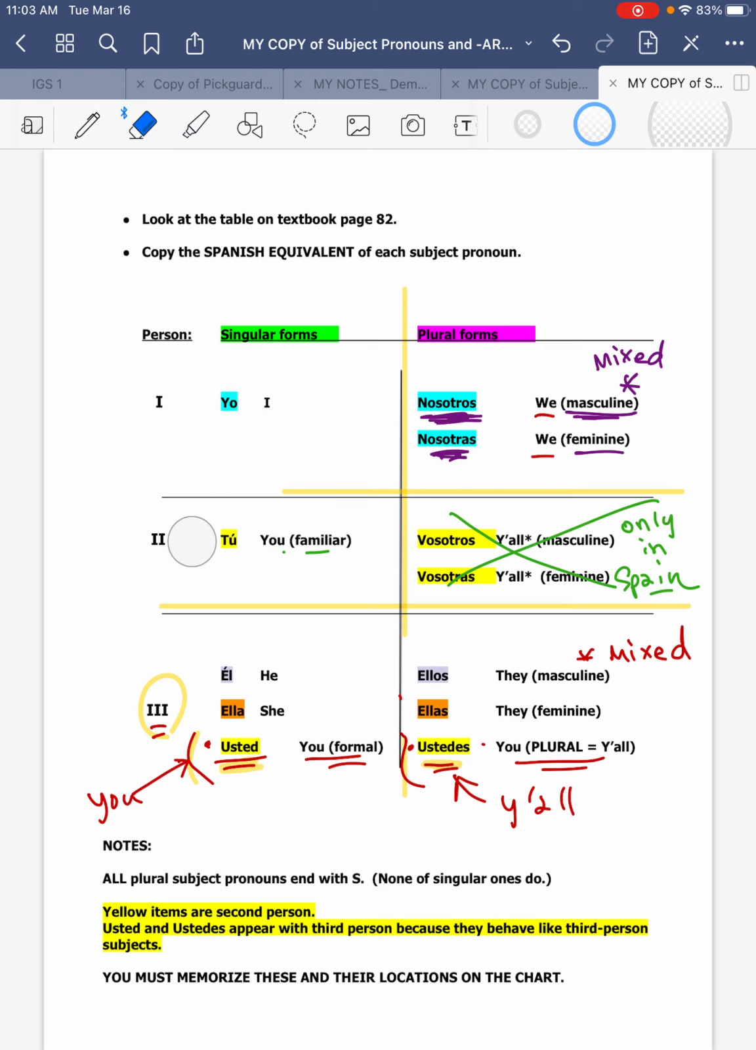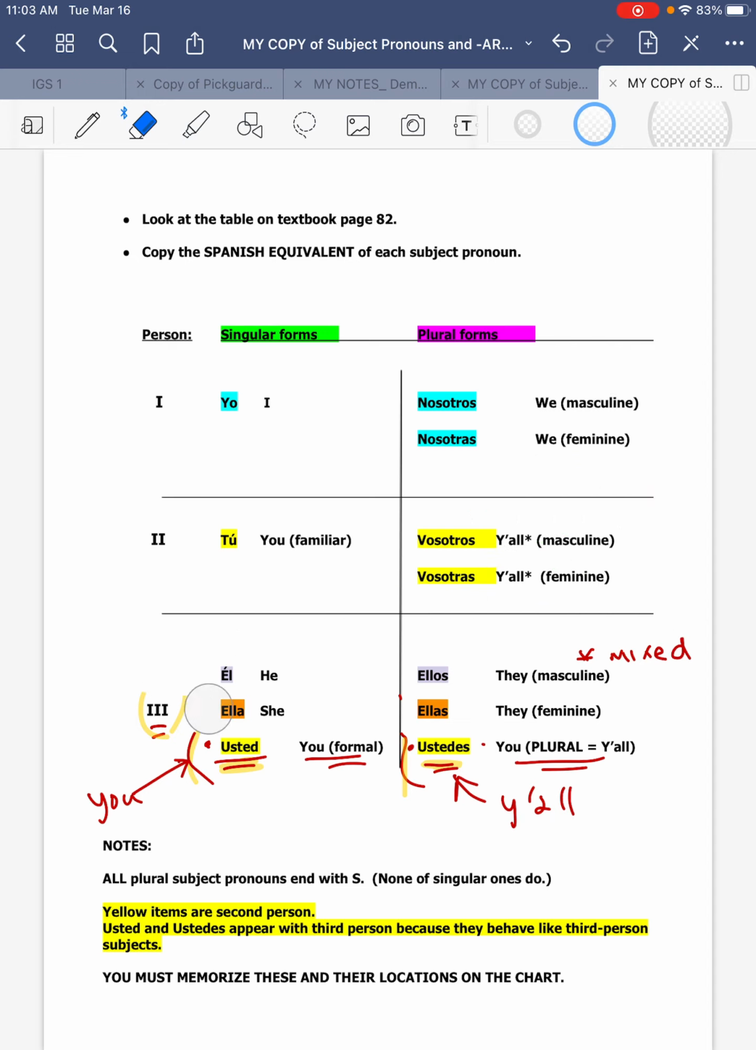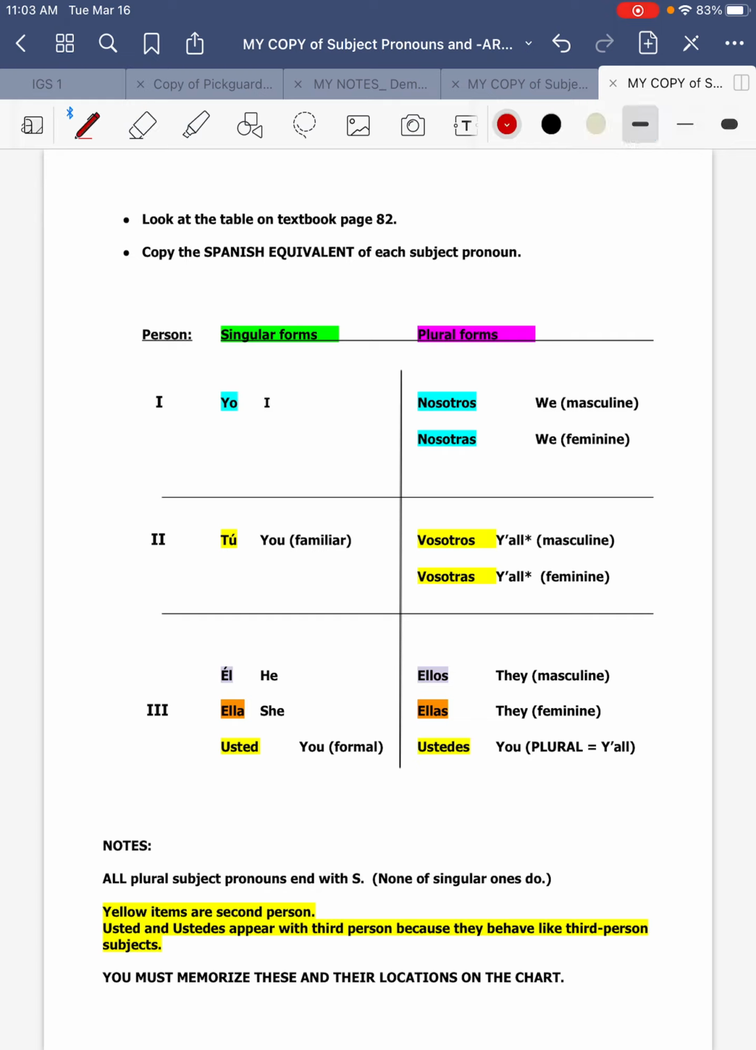This chart needs to be memorized. Not only the content that we added to the chart, but also their locations on this chart. First person, second person, third person, singular, first person, second person, and third person plural. Now we do have some helpful notes down at the bottom. We notice that all of the plural subject pronouns end with S. Every single one of them, even the one in Spain we're not going to use. If it's plural, it ends with S. And none of the singular ones do. All right, that is convenient.